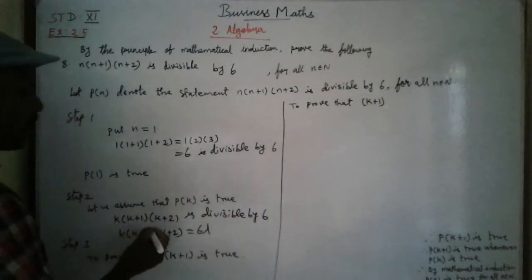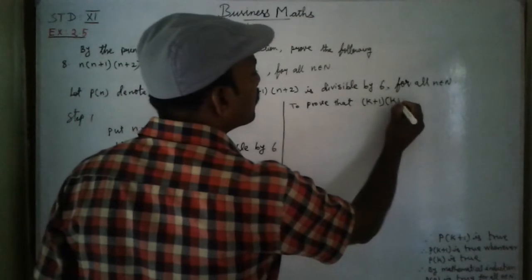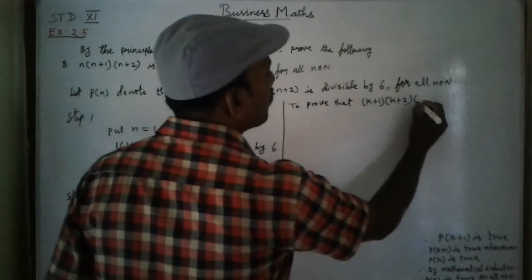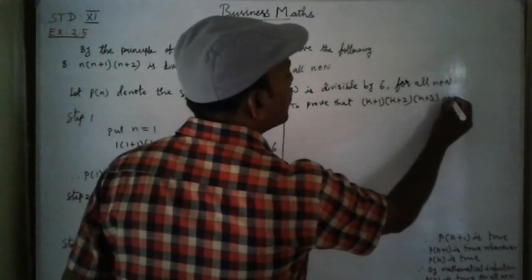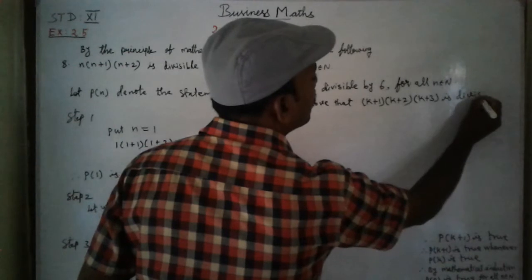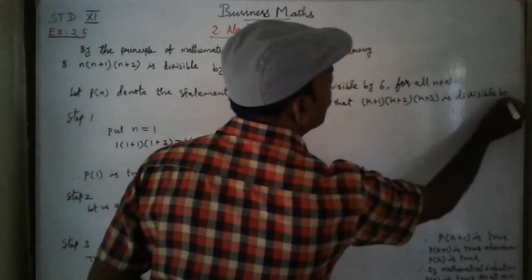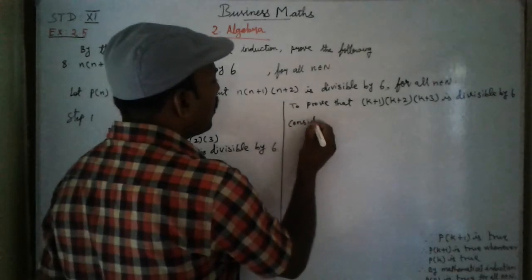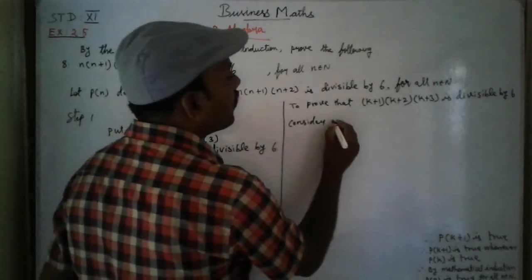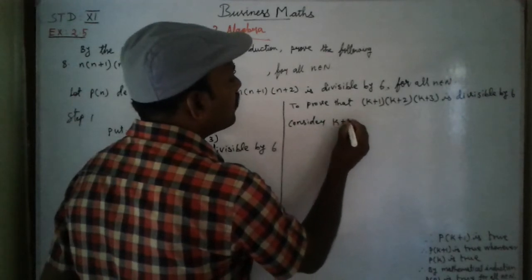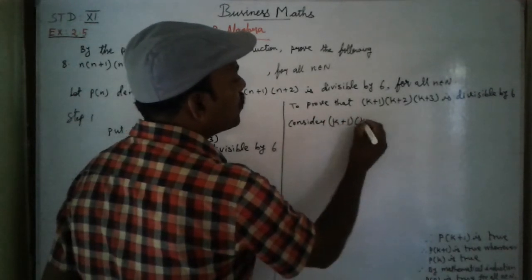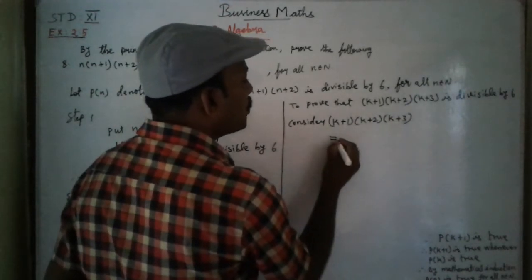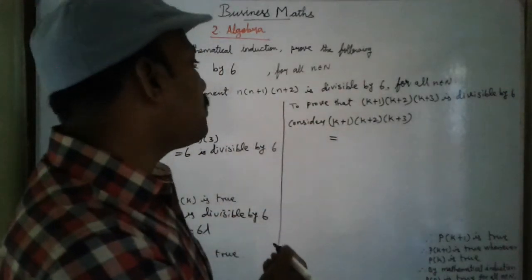k plus 1 is k plus 2. k plus 1 plus 2 is k plus 3, is divisible by 6. So consider k plus 1 into k plus 2 into k plus 3. It is divisible by 6, we should prove.